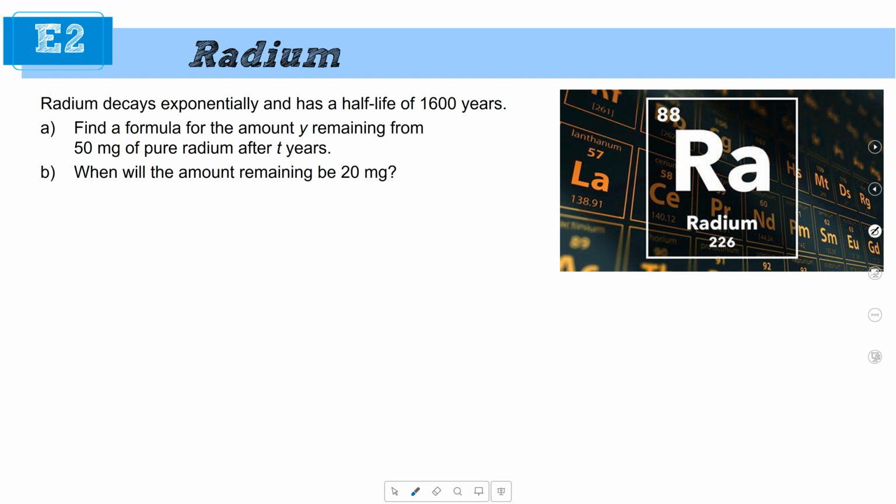Perfect. Everybody good with that? You all knew that, right? Xana's such a great teacher. Yeah, it's the amount of time it takes for half of the material to just disappear. So if I have 50 milligrams of pure radium, after 1,600 years, I'll be left with exactly 25 milligrams. It just dissipates and goes into the atmosphere, breaks down.